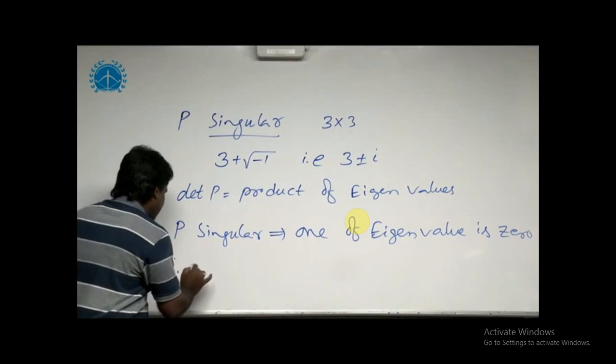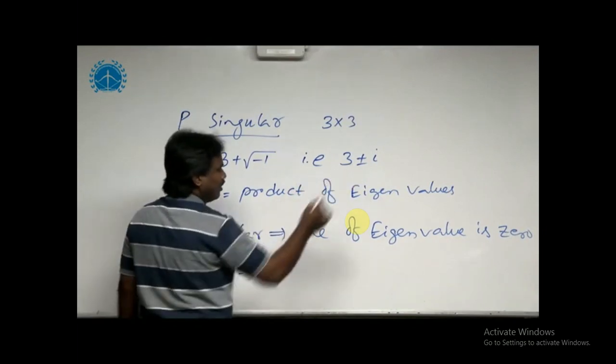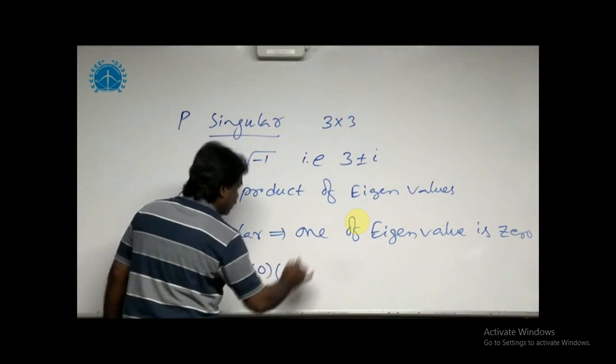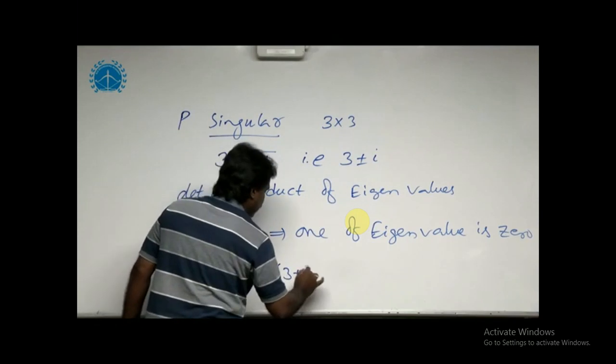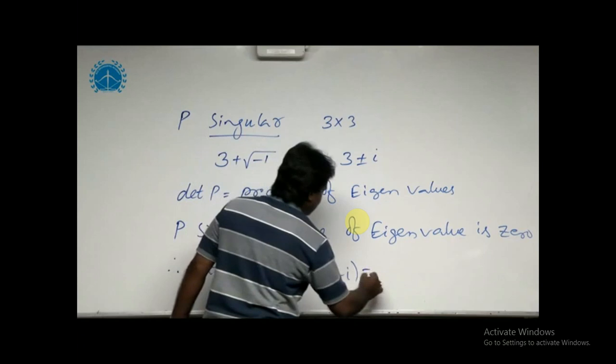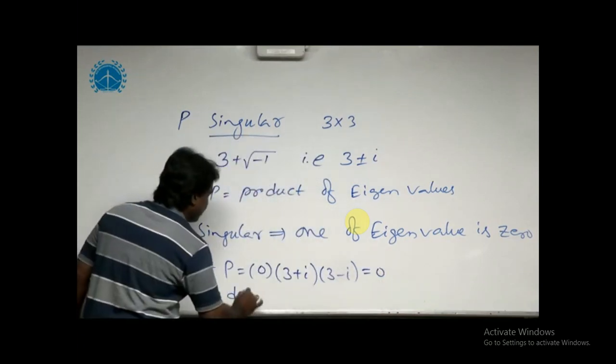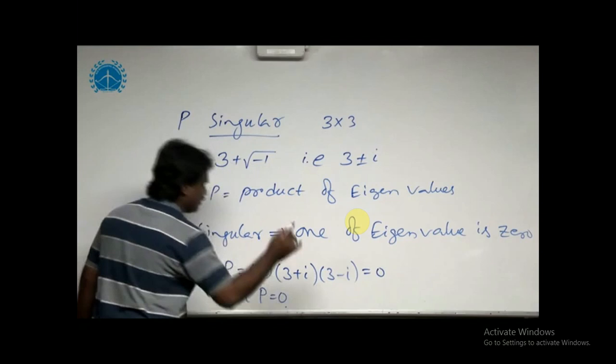Therefore, determinant of P is equal to the product of eigenvalues. One is 0. The one other root is given in the problem, and the second root is 3 minus i. The product of these 3 roots is equivalent to 0. Therefore, determinant of the given matrix P is 0.